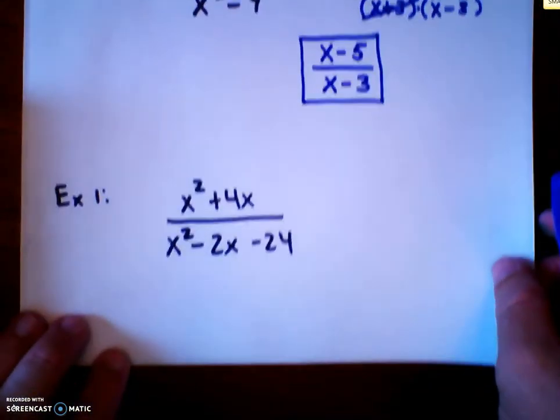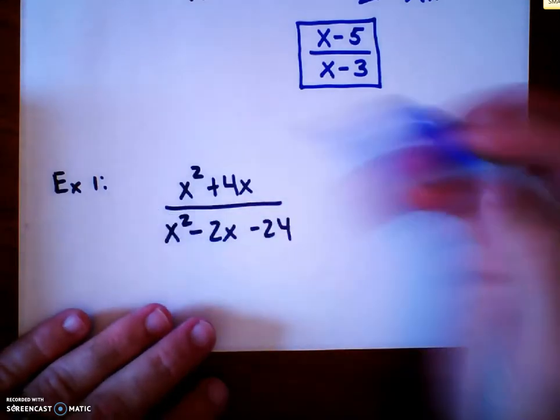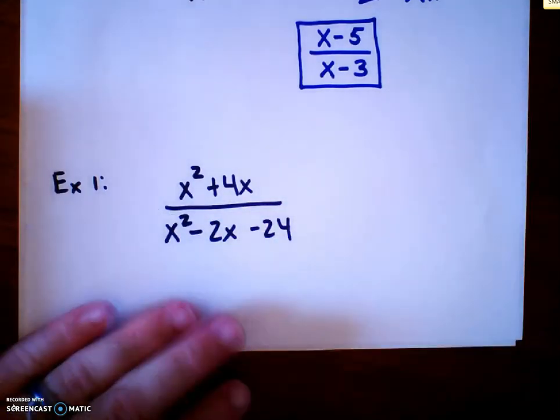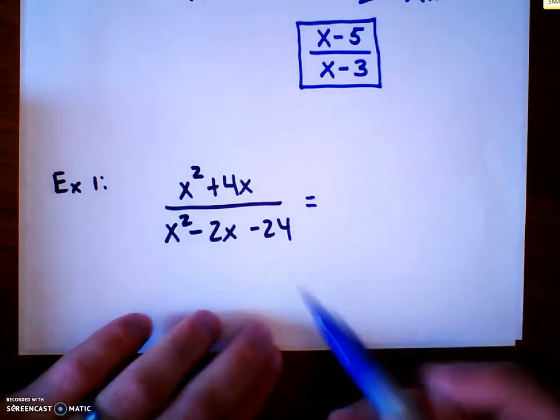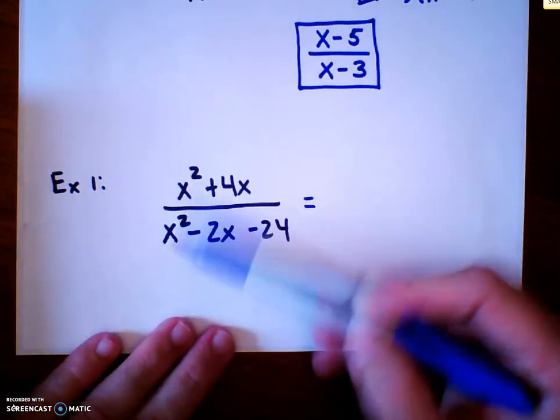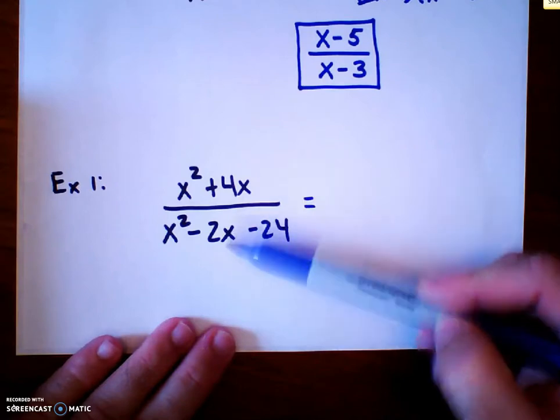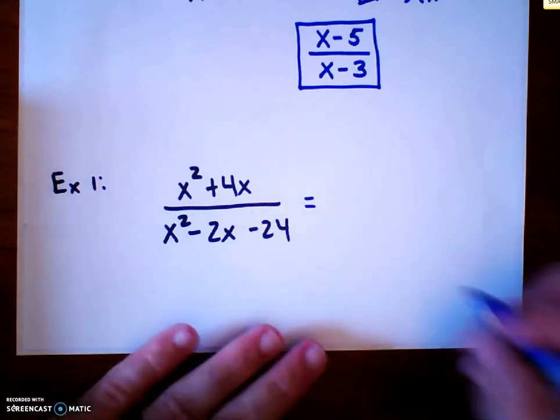Example 2, or example 1, just an extra example of example 1. This is one that we probably did not do in class. Same thing here: we cannot cancel anything yet. You can't jump to canceling the x squared. You can't jump to canceling the x's here. You have to factor first.